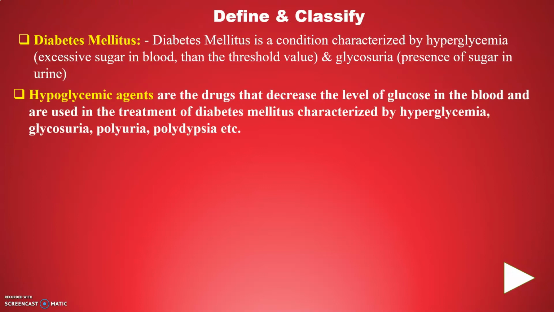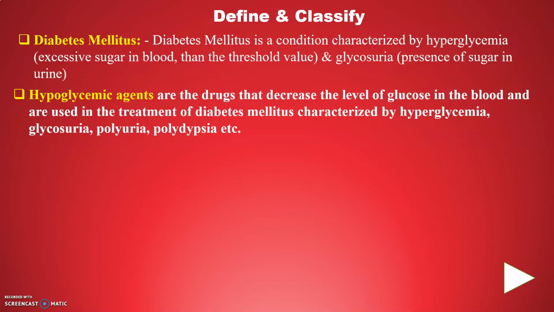So which drugs are used to treat diabetes mellitus? The name of the drug class is hypoglycemic agents, which decrease the level of glucose in blood and are used in the treatment of diabetes mellitus, which is characterized by hyperglycemia, glucosuria, polyuria and polydipsia. So what do we mean by diabetes mellitus and what do we mean by hypoglycemic agents? I think all of you students got the answers to these two definitions.